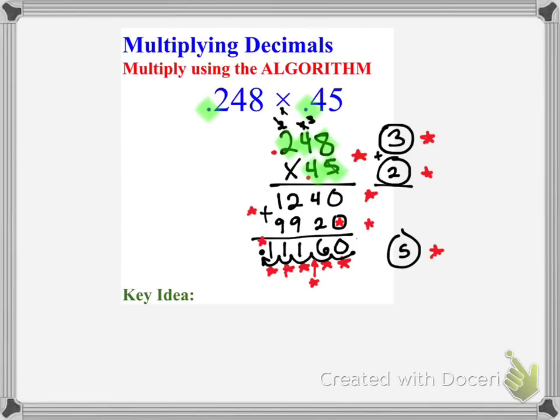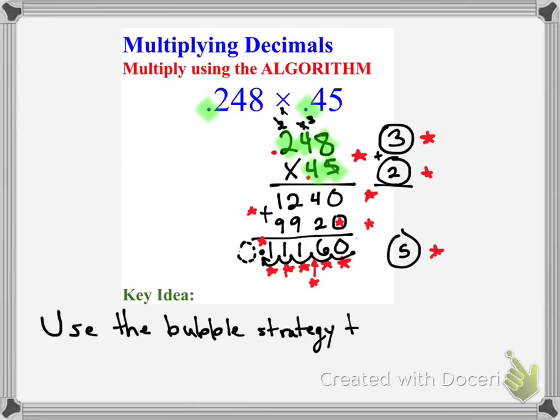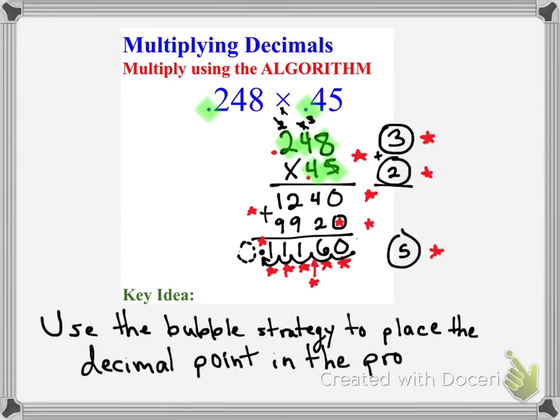Now remember, it's a good mathematical practice to put a 0 in front if there is no whole number, and in this case there isn't. So that is my final answer there, and then you're going to get a key idea, which should be the same thing as before, which is use the bubble strategy to place the decimal point in the product, and that's going to give you the last star. And in this problem we ended up with a total of 16 stars.